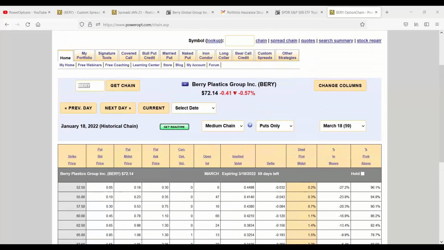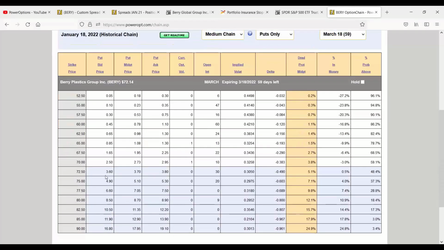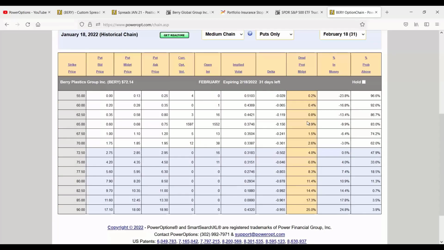And again, I'm sorry, we're on January 18th, Barry at 72.14. The 70 strike put was at 273. Again, I wouldn't make this trade because it only had a probability of 59.1%. Oh, I'm looking in March, and I was wondering why those numbers didn't look right. Let's get back to February. My apologies. Fantastic. The 70 has a 62% probability, which I still feel is too low.